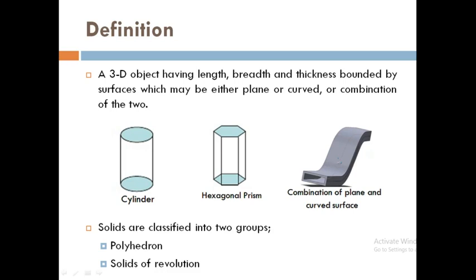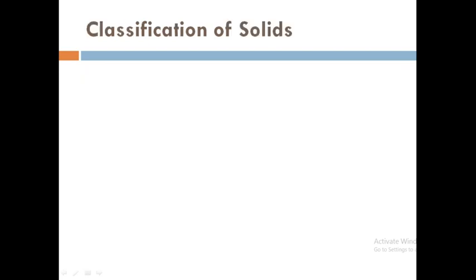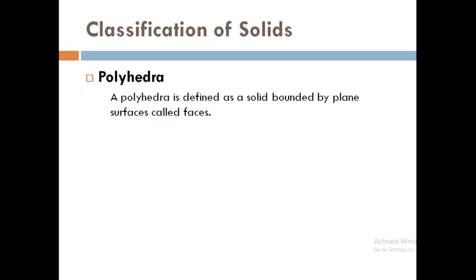Solids are classified into two groups: polyhedra and solids of revolution. A polyhedron is defined as a solid bounded by plane surfaces, or you can also call them faces. A polyhedron is one which is surrounded by only plane surfaces. There are no curved surfaces. Polyhedra may be of three types: regular polyhedra, prisms and pyramids.